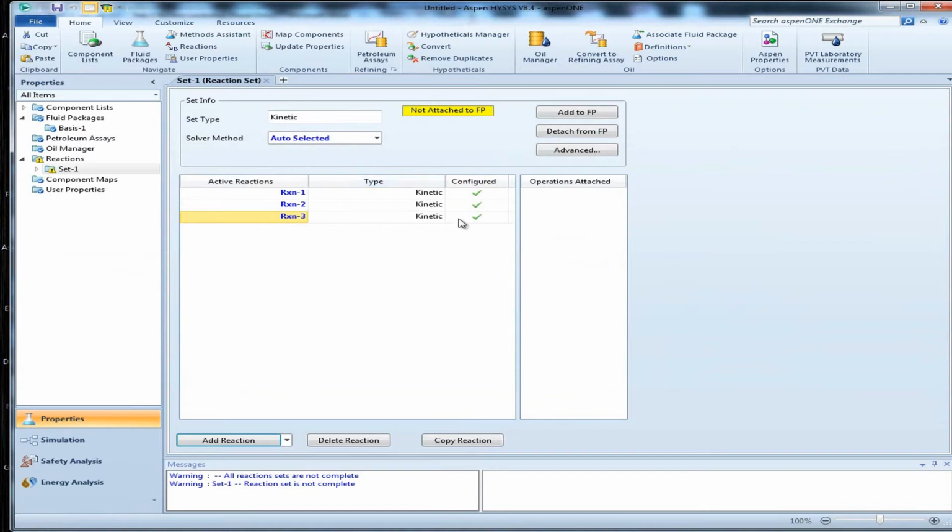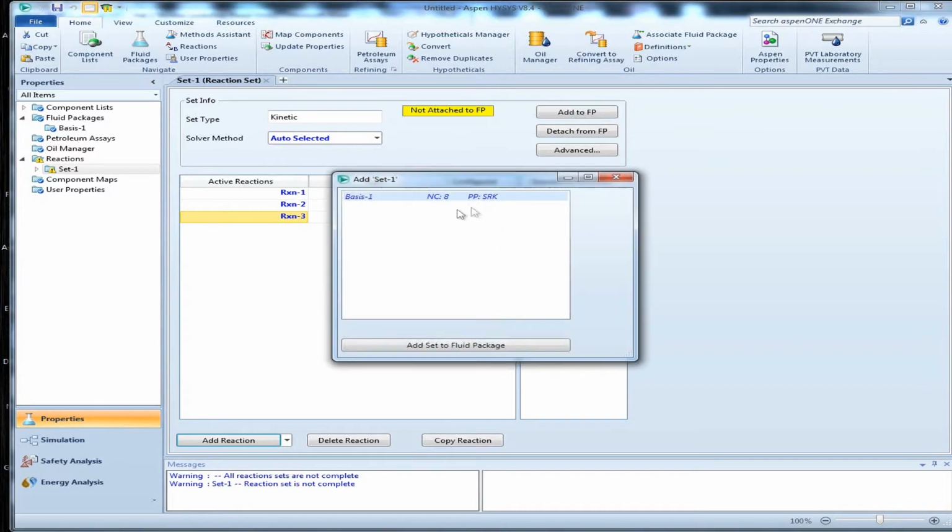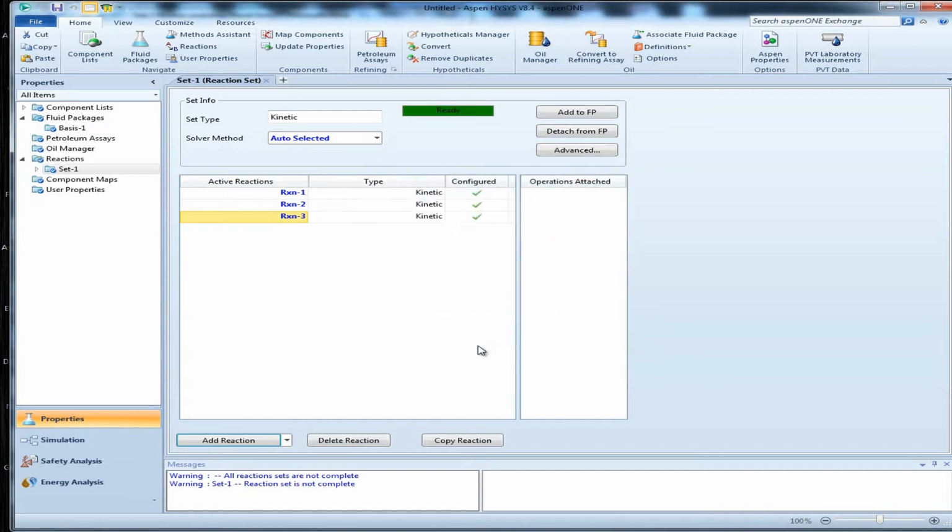Now, even though the reaction is complete, we do need to add it in the fluid package. What I mean is that we have to combine the reaction with the thermodynamic properties to compute the property and use it in the system. So what we do is just click that, so we add that into SRK. Now this will go together as set number 1. In case we do have another set, set number 2, it can be used to add to another fluid package as well.